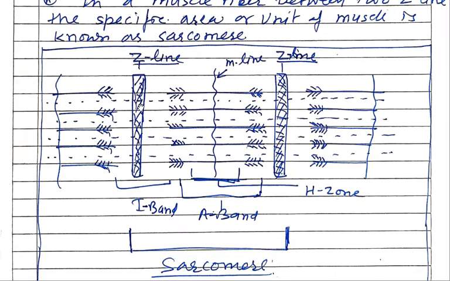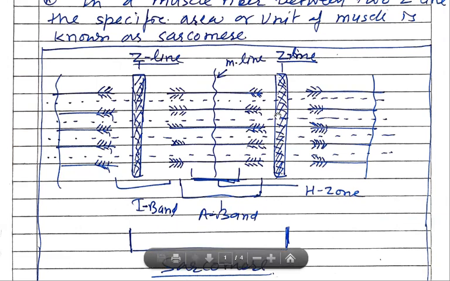Here we can see the Z line. In between these Z lines, many different types of proteins lie. These are actin, myosin, tropomyosin, troponin, and other structural proteins.